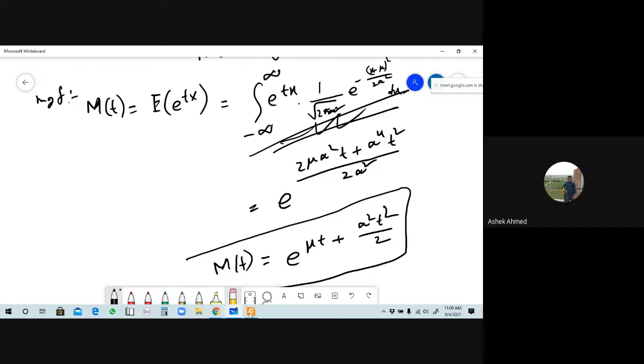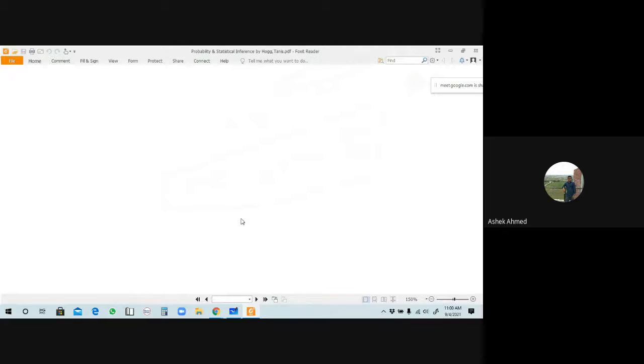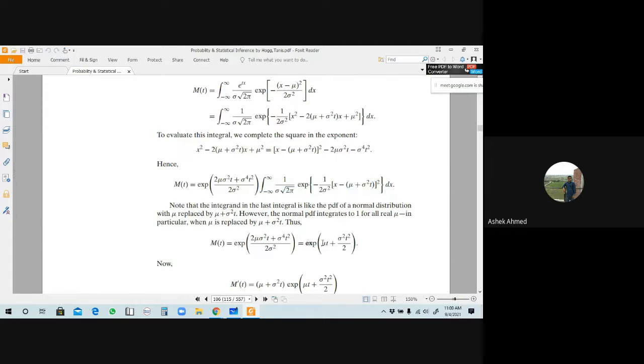You have to memorize this formula. Respond. You have to memorize this formula. After writing this, this value and this value are the same here.